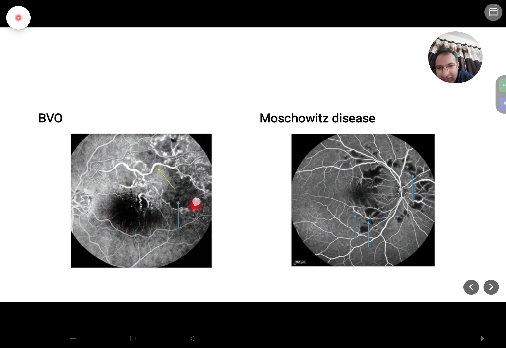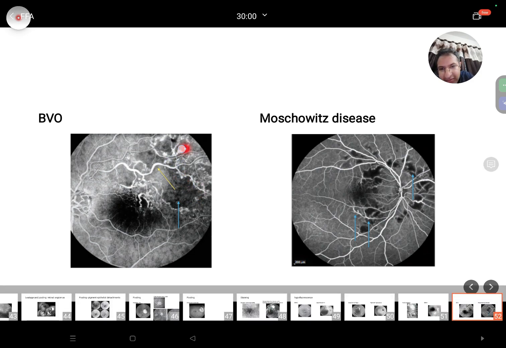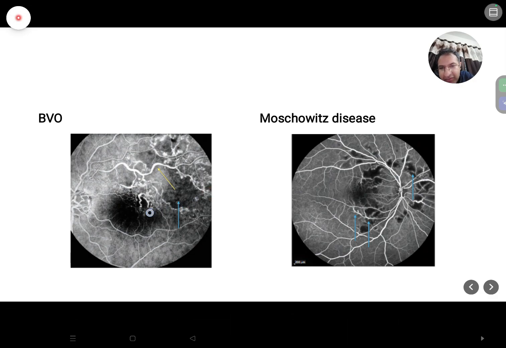the other thing we see is that there is a lot of hypofluorescence here, and this hypofluorescence is mostly due to ischemia, and over here there might be some hemorrhages. There are many microaneurysm-like structures. So this is a classic example of supratemporal BVO along with some macular ischemia.